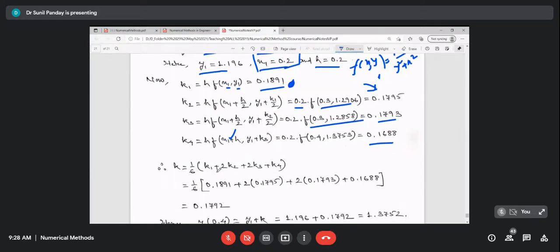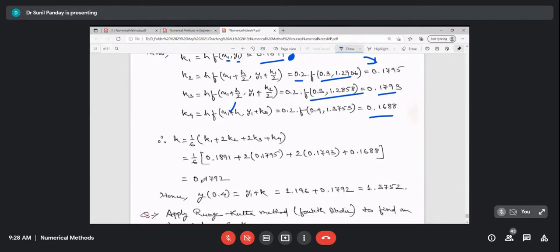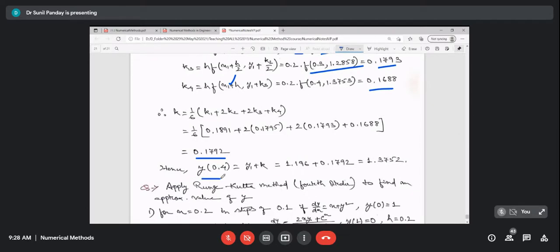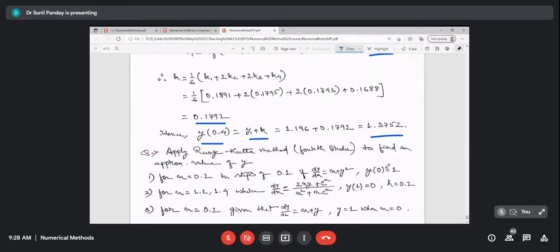Then we will calculate the value of k. It is 1 by 6 (k1 plus 2 k2 plus 2 k3 plus k4), and we take all these values from here, and we have this as the value of k. Then y2 is equal to y1 plus k, and finally this is the answer.